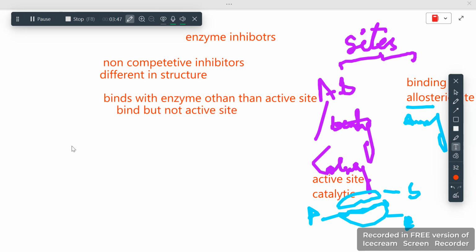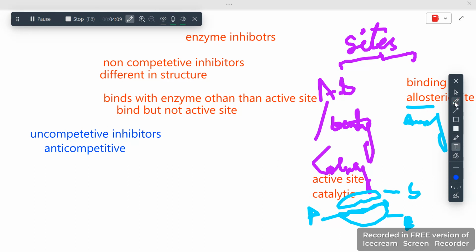So now let's discuss the last one, uncompetitive. This is also known as anti-competitive inhibitors. These are reversible, whereas the non-competitive ones were irreversible.